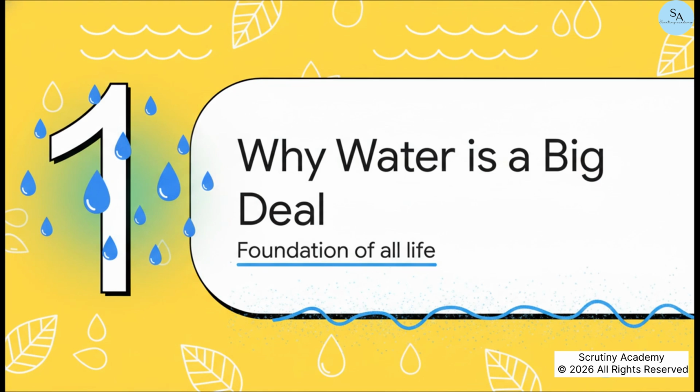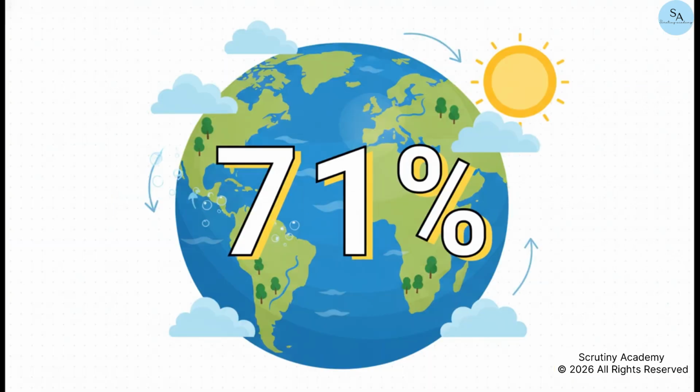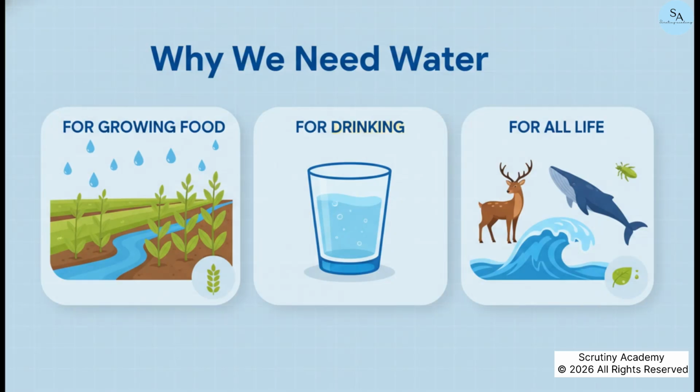Now, before we really dive in, we've got to understand the stakes here. Water isn't just nice to have. It is the absolute foundation for all life on our planet, period. I mean, just look at this number, 71%. Over 2/3 of our planet's surface is covered in water. It is by far the most dominant feature of our world.